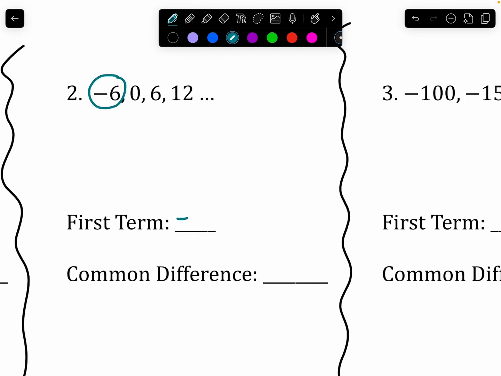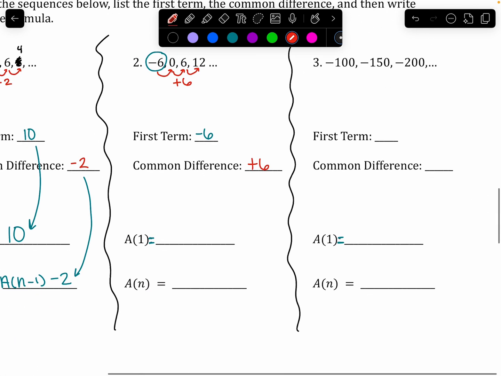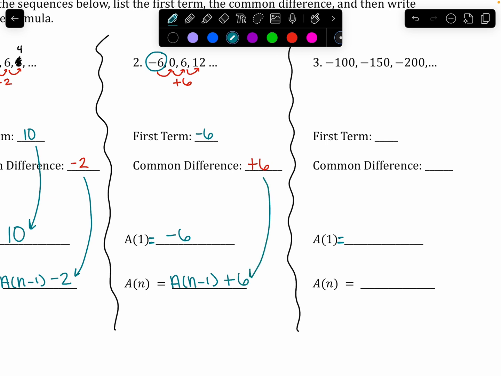Let's look at my second example. My first term is -6. My common difference, let's see, what am I doing to get from term to term? It looks like I'm adding 6, so my common difference is +6. So A of 1 equals -6, and then A of n equals A of n minus 1 plus 6. This comes down here, this goes right there.